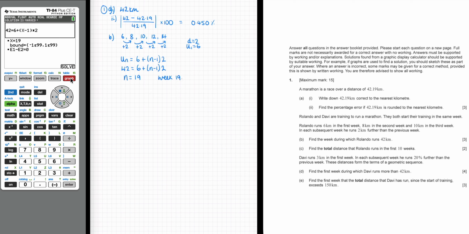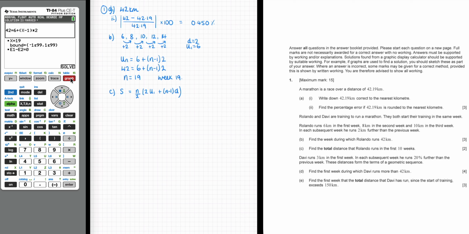And then part C, this asks us to find the total distance that this arithmetic sequence essentially goes in the first 10 weeks. So we're going to go to our formula book and find the formula for an arithmetic sequence. And it's n over 2 times u1 plus n minus 1 lots of the difference.